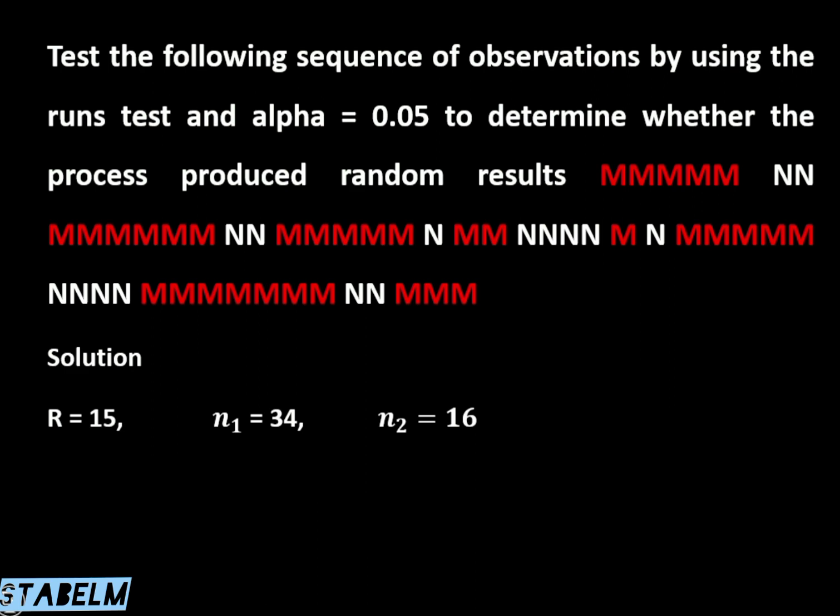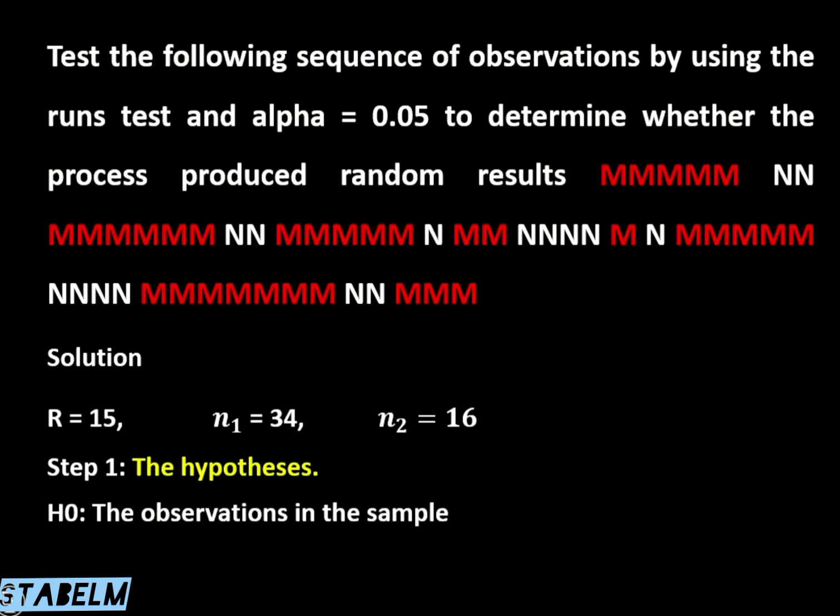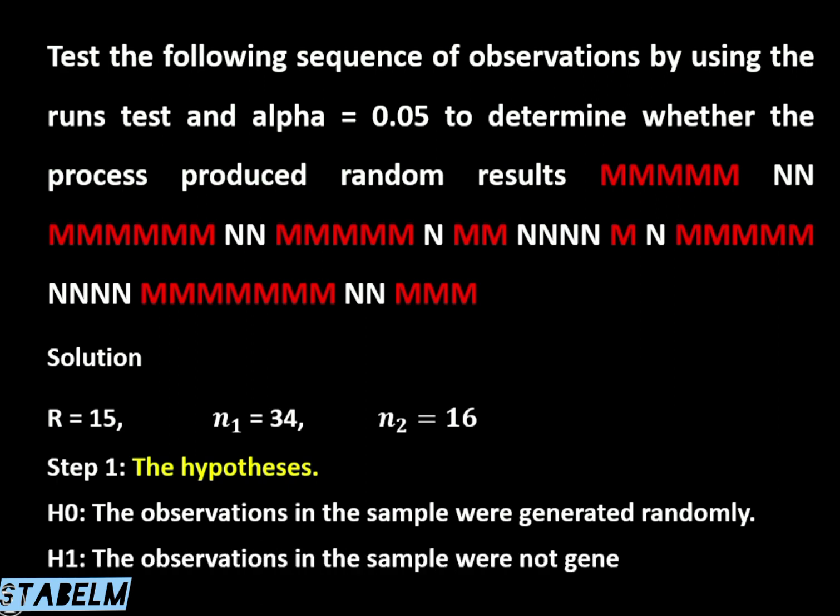Now, step 1 is to state the hypothesis. We are going to state the null hypothesis against the alternative hypothesis. So we say the observations in the sample were generated randomly. That is the null hypothesis. Against the alternative hypothesis, which is the opposite of the null. That is, the observations in the sample were not generated randomly. So that is the first step, where we've stated the hypothesis.